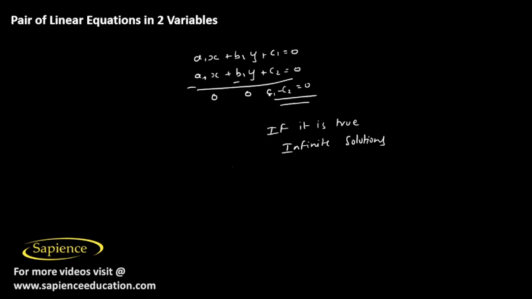If it is not true, that is c1 minus c2 is not equal to 0, not true, then the two equations have no solutions, or we can also say they are inconsistent.